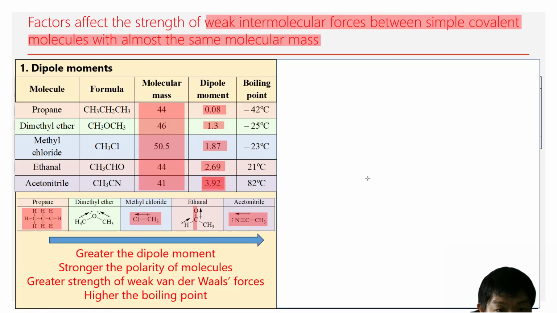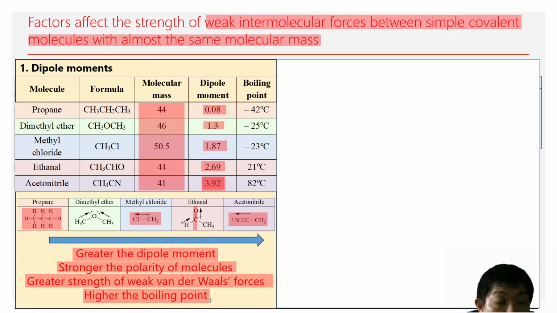CH3CN here. So if molecules have almost the same relative molecular mass, they are greatly influenced by the dipole moment. Therefore, the greater the dipole moment, the stronger the polarity of the molecule, the greater the strength of the weak van der Waals forces, therefore the higher the boiling point. Now, bear in mind that this is only true for those whose relative molecular mass does not differ much, I would say plus or minus 10-ish, right? So this is the first factor.